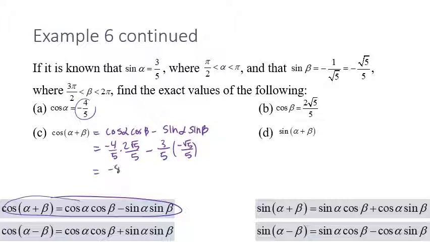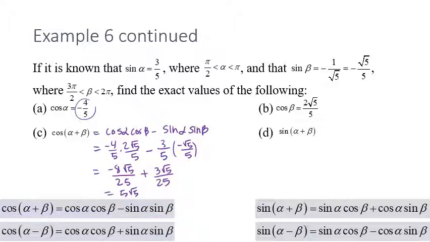So this gives us negative 8 root 5 all over 25 plus 3 root 5 all over 25. When I combine these, negative 8 root 5 plus 3 root 5 leaves me with negative 5 root 5, and then that's all over 25. And that simplifies. We can't cancel anything inside of the radical, but I can cancel a 5 out with a 5 down there. So that leaves me with root 5 over 5.